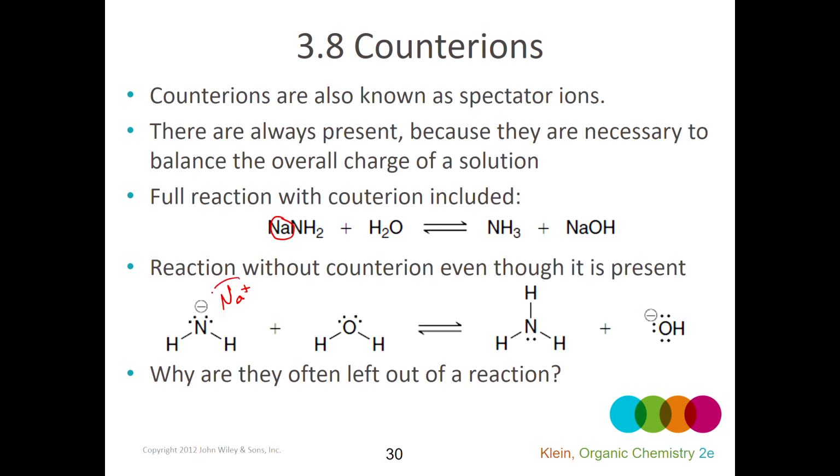We often don't show these, though, because they're not involved in the reaction. They don't break or form covalent bonds. They don't really lose or gain electrons. They're just there to balance the charge. So it's really just a distraction often to write them. But you do need to recognize that they're there. Any charged species has to have a counterion of the opposite charge around within the system.